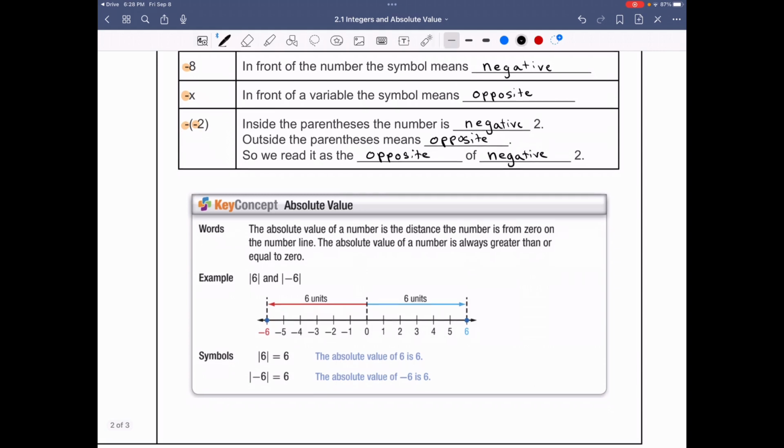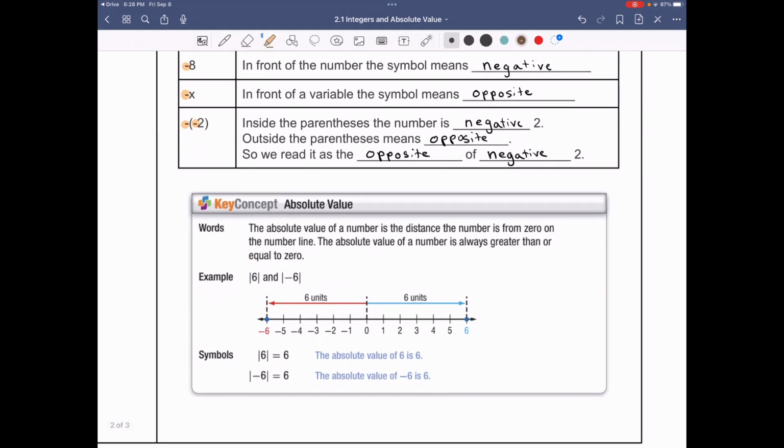Here's a key concept about absolute value. So now we're moving on to this concept of absolute value. The absolute value of a number is the distance the number is from 0 on the number line. And you can remember that distances are always positive, right? Like you can't go a negative distance. You can go backwards, but it's not negative. The absolute value of a number is always greater than or equal to 0. So what they're saying is it's always positive.